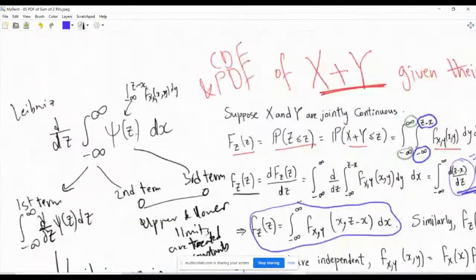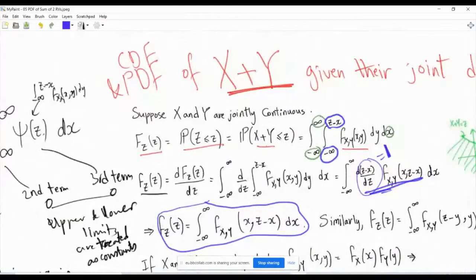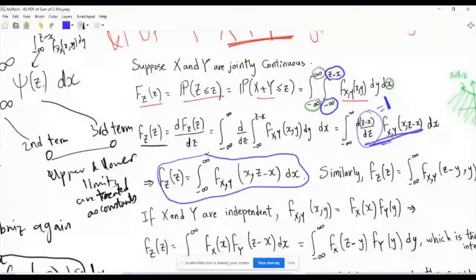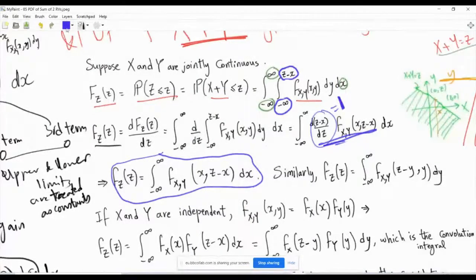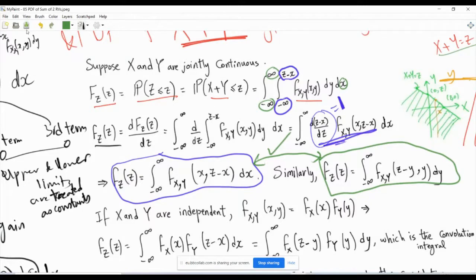But Tonelli will tell you that you can redo this problem integrating first with respect to x and then with respect to y, and in this case you will get this result here. So it's an equivalent result. The joint PDF can be written like this or like that. Both are equivalent and both are justified using Tonelli's theorem, which tells you that you can do the integration in any order of your choice. Very important result.